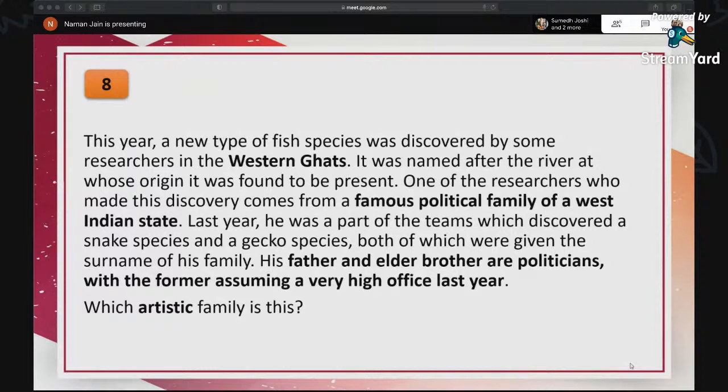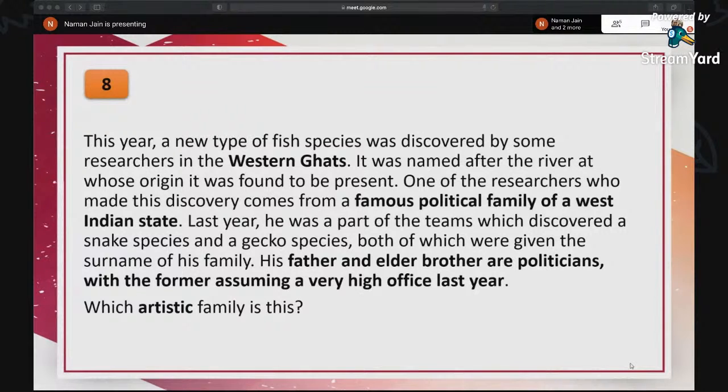One of the researchers who made this discovery comes from a famous political family of a West Indian state, a very prominent political family of a West Indian state. Last year, this researcher was a part of the team which discovered a snake species and a gecko species, both of which were given the surname of his family. So very famous family. So it was natural that the species would be given names of the family.